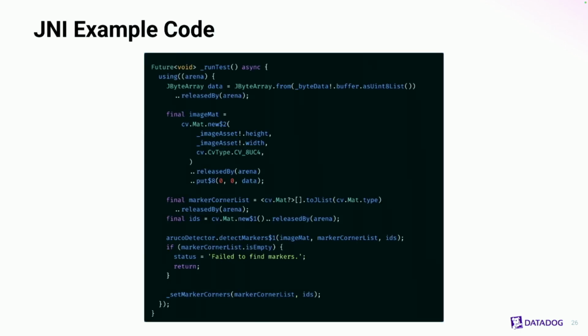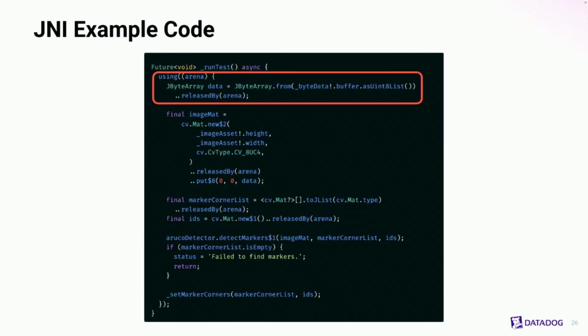JNI Gen example code. This is going to look very similar. So you would think that with a garbage collector, you don't have to worry about memory, but you'd be wrong. You actually are going to create an arena.